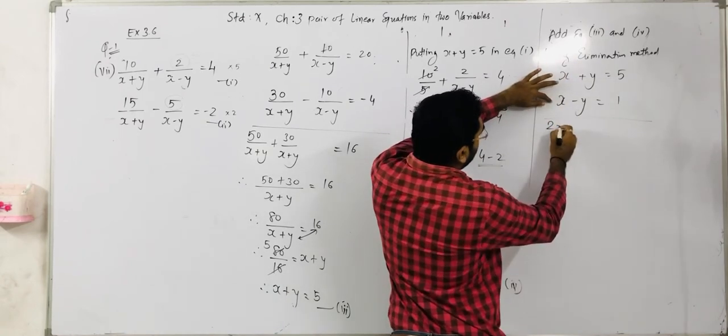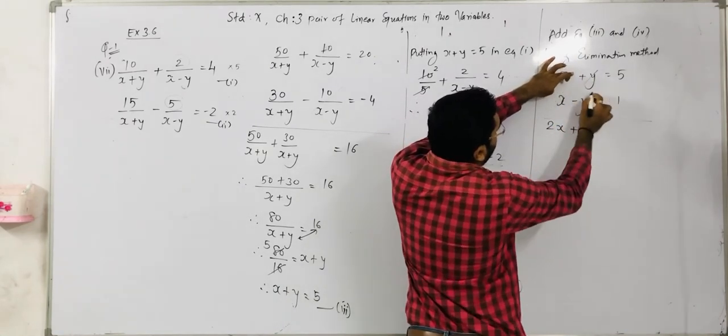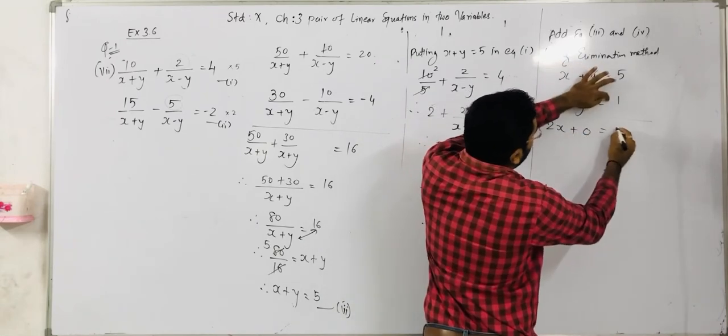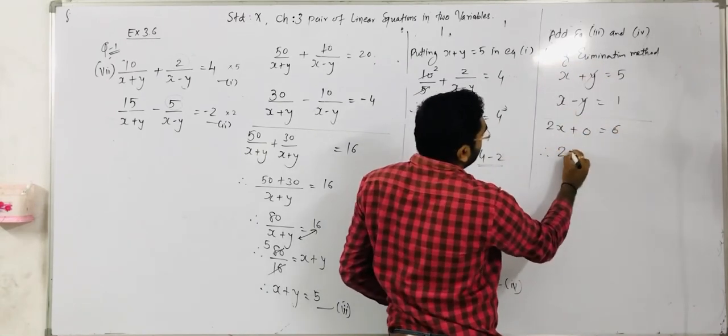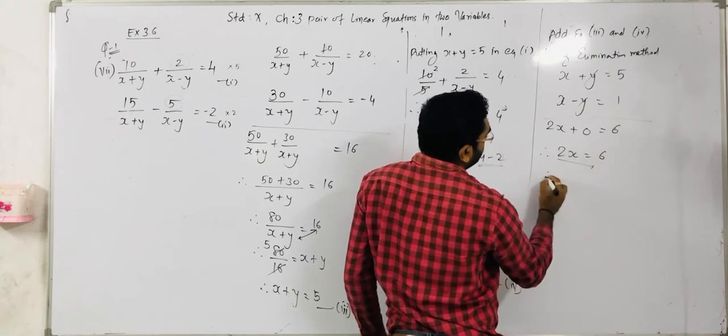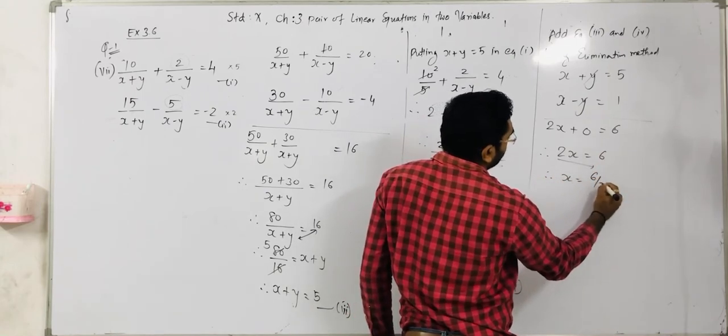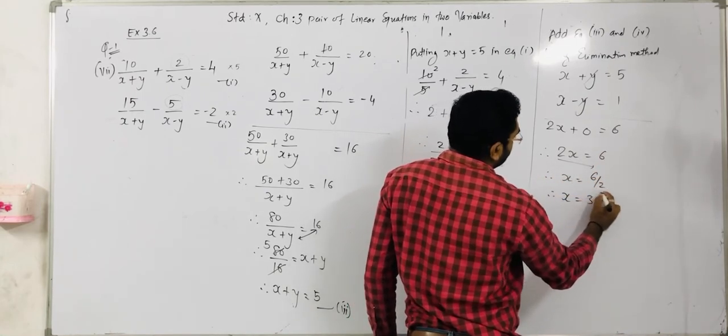Here the y coefficient is the same, 1, but the sign is different, so we add them. x plus x is 2x, y minus y is 0, and 5 plus 1 is 6. So we get 2x is equal to 6. The 2 goes to the right hand side, so 6 by 2. So we get x is equal to 3.